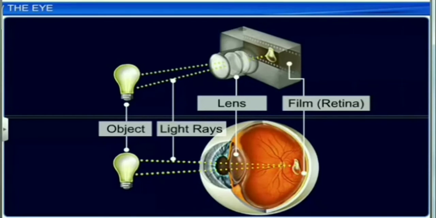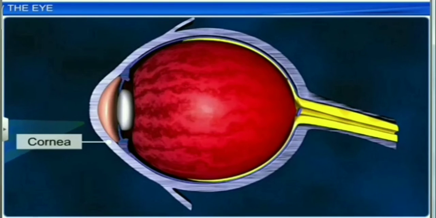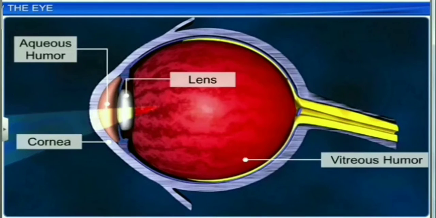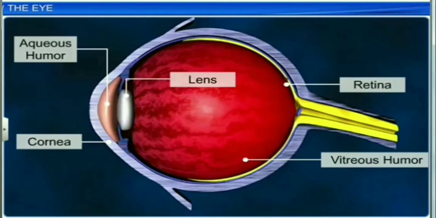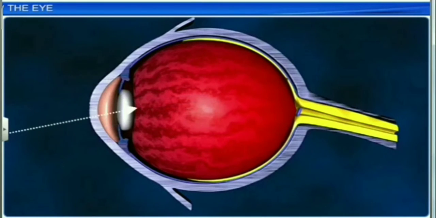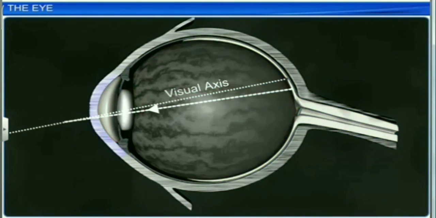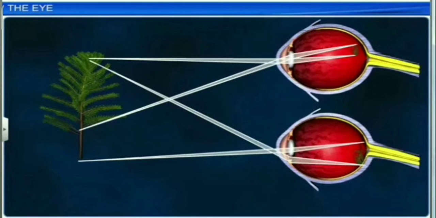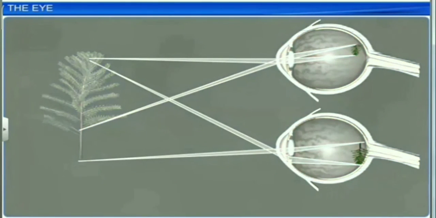Now, how is an image generated? Whenever the light rays from the object pass through the conjunctiva, cornea, through the pupil upon the lens, they are focused on the retina to form an image. In the visual area of the cerebrum, the nerve impulses are analyzed and the image formed is recognized by your brain.